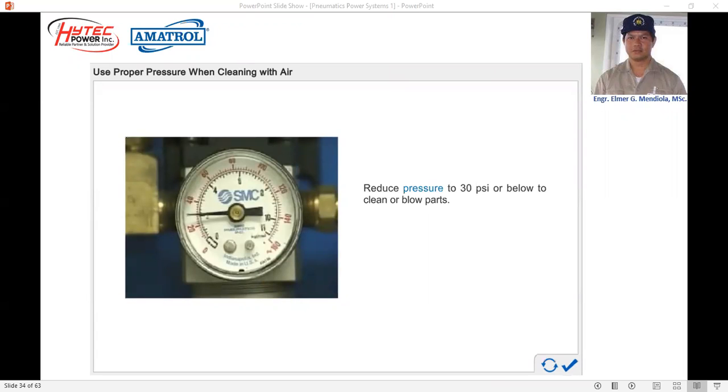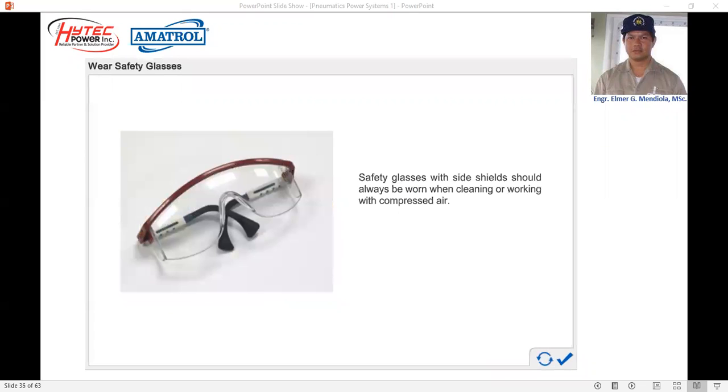The third rule is to use proper pressure when cleaning with air. So if there's a need to use air to clean the components, reduce pressure to 30 psi or below to clean or blow parts. The fourth rule is to wear safety glasses. Safety glasses with side shields should always be worn when cleaning or working with compressed air.